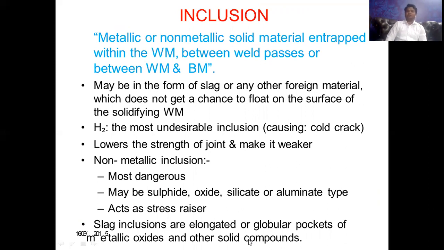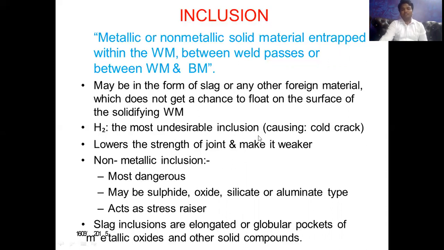So whatever the inclusions are, they may be metallic or non-metallic. Metallic may be filler metal inclusions or tungsten inclusions. Non-metallic inclusions may be gases or moisture inclusions, maybe in the form of slag or any other foreign material which does not get a chance to float on the surface of the solidifying weld metal.